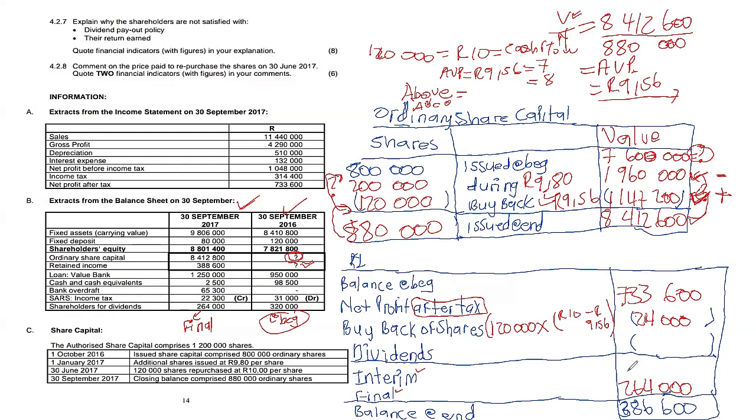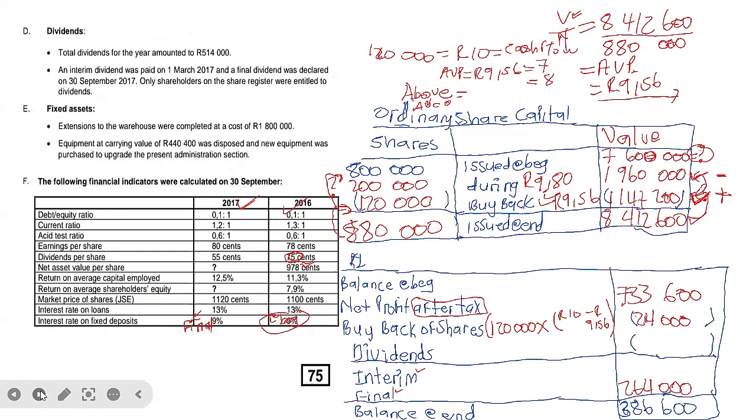264,000. So you have your final dividend amounted to 264,000. And then you have total dividend for the year amounted to 514,000. Remember our total consists of interim plus final. So that 514,000 includes an amount for interim dividend as well as an amount for final dividend. So here, written dividends, you will put 514,000, right? Remember that 514,000 consists of interim plus what?